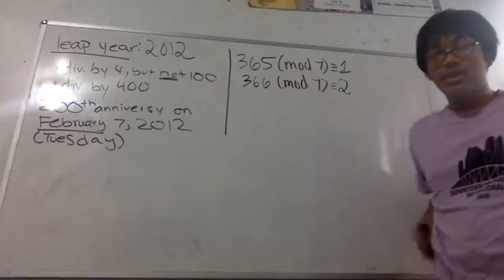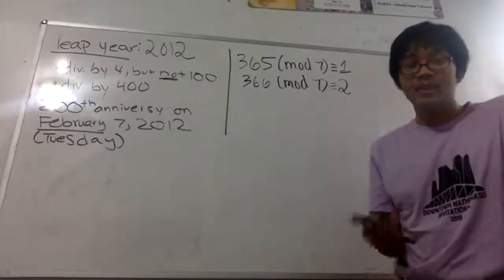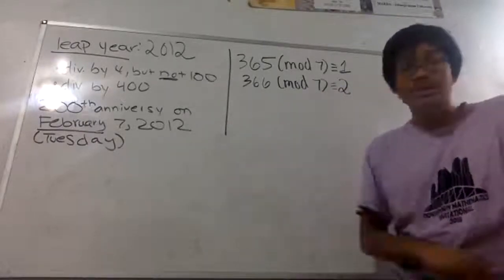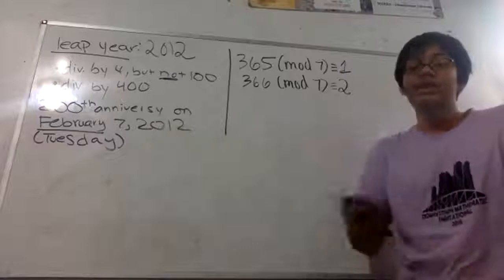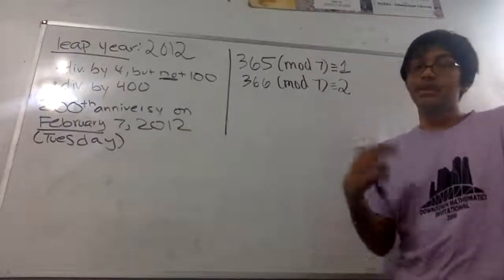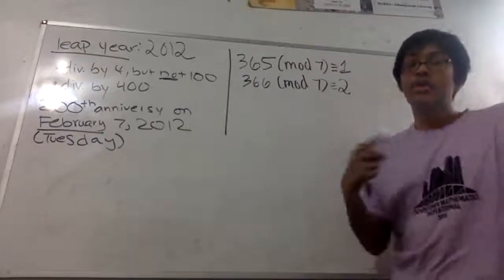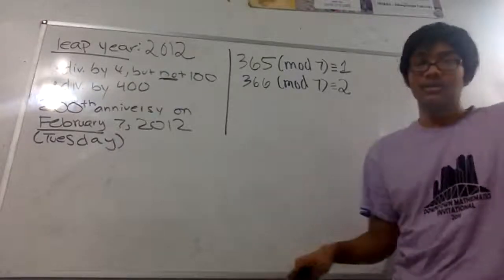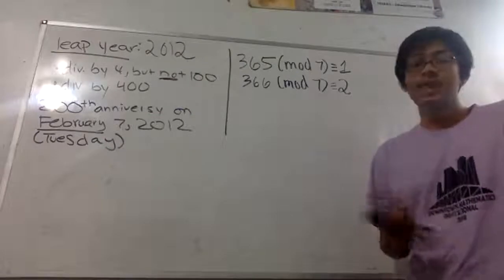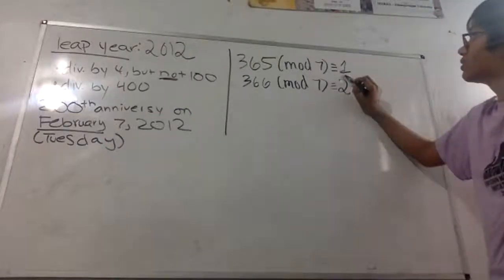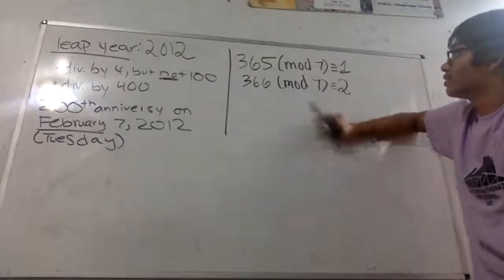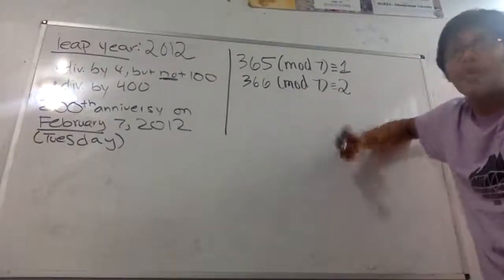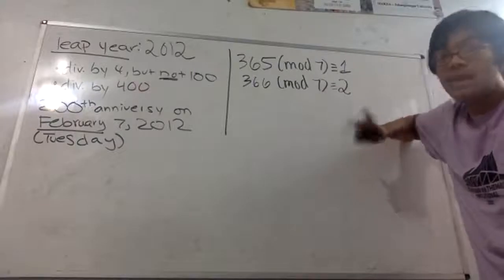So for example, let's say you have 2013, right? On 2013, February 7 will be a Thursday. But when you go back to 2012, you'll backtrack 2 days. So Wednesday, Tuesday, if that makes sense. So now we know that 365 mod 7 is congruent to 1, and 366 mod 7 is congruent to 2. So we know how much February 7 will go back on a normal year and a leap year.